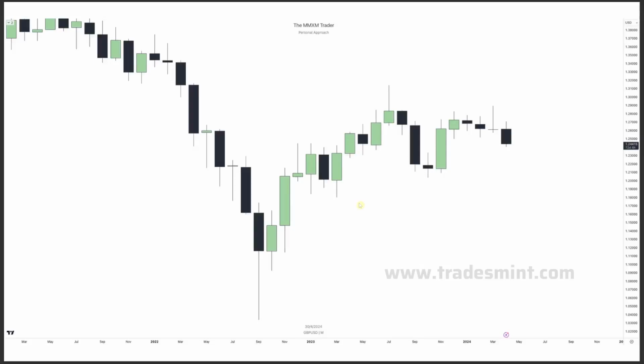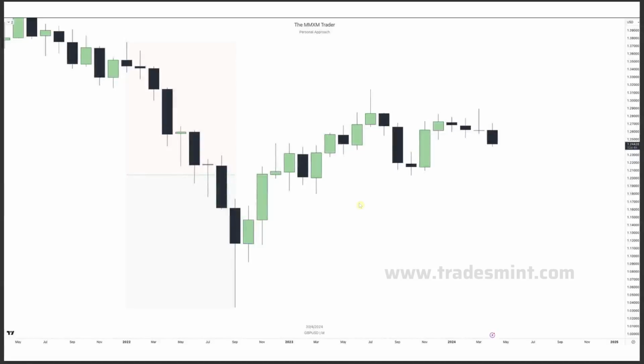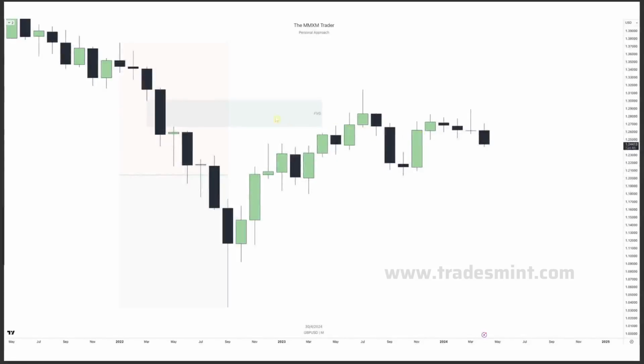First of all, what are we going to do? We're going to mark out our premium and discount, right? That's important. We want to know, are we in a premium for sells or are we in a discount for buys? What is happening over here? We have to look for external or internal range liquidity. We've got that fair value gap. So we're in a higher time frame key level, right?